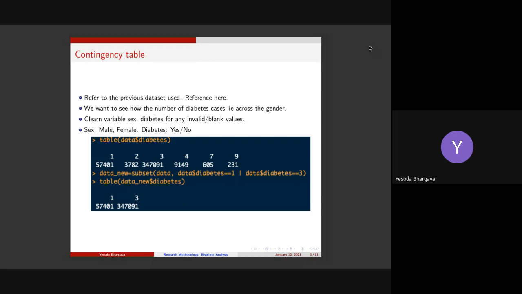Now, when there are more than two categorical variables, the contingency table becomes multidimensional. So it becomes three-dimensional. That is difficult to visualize on 2D space, but that is how it is.